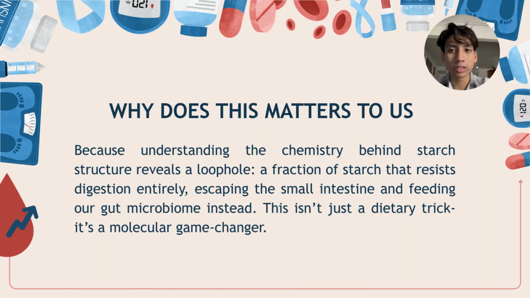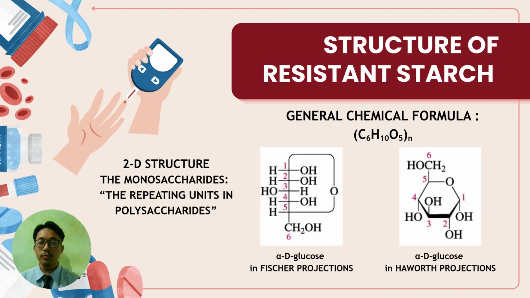So why does this matter to us and to biochemistry? Because understanding the chemistry behind starch structure reveals a loophole, a fraction of starch that resists digestion entirely, escaping the small intestine and feeding our gut microbiome instead. This isn't just a dietary trick, it's a molecular game changer. We will move on to the structure of resistant starch.